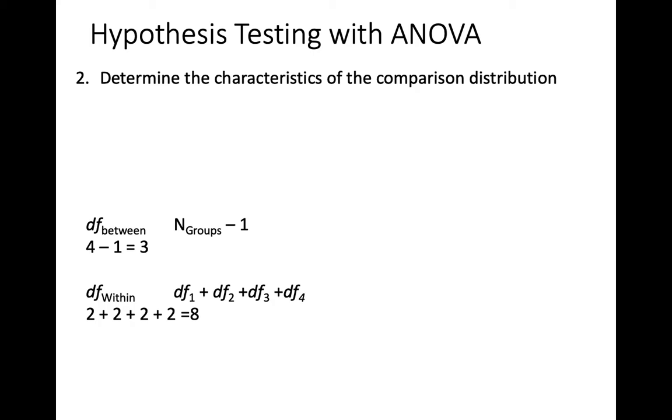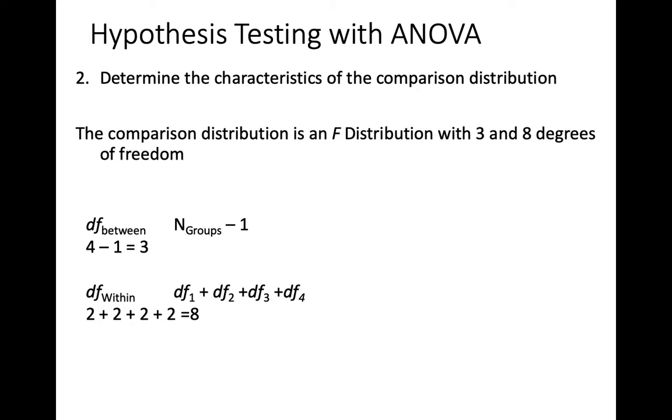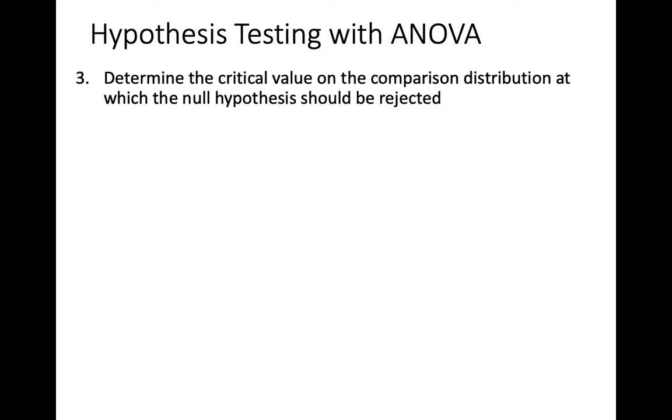Okay, determine the characteristics of the comparison distribution. It's going to be an F distribution. In this case, we have 3 and 8 degrees of freedom. Degrees of freedom between with 4 groups is 3 because 4 minus 1. Degrees of freedom within is going to be 8. We just take the degrees of freedom from all 4 groups. There were 3 employees in each group. 3 minus 1 is 2. Adding up 2, 2, 2, and 2 for the 4 groups, we get degrees of freedom within, that is 8. So there's our F distribution.